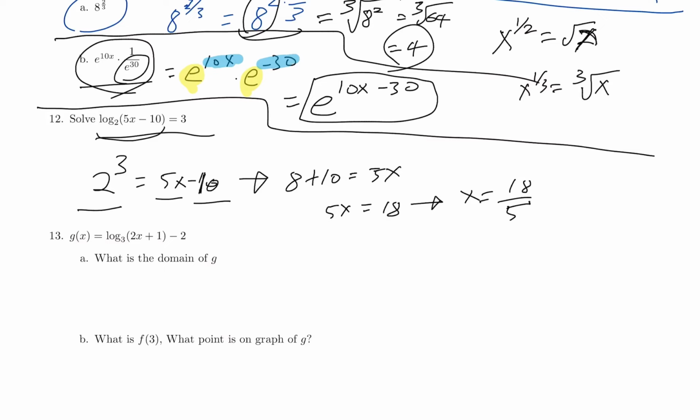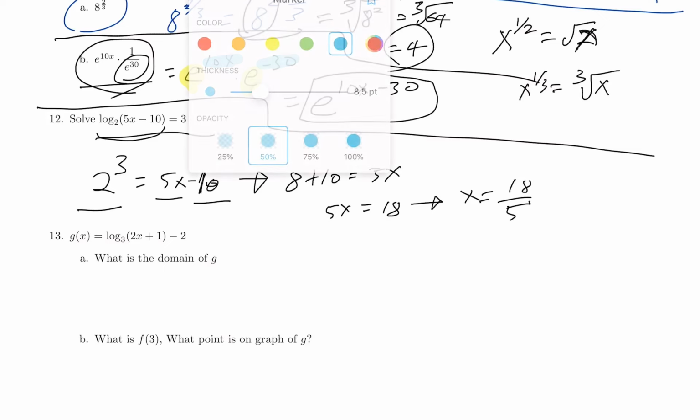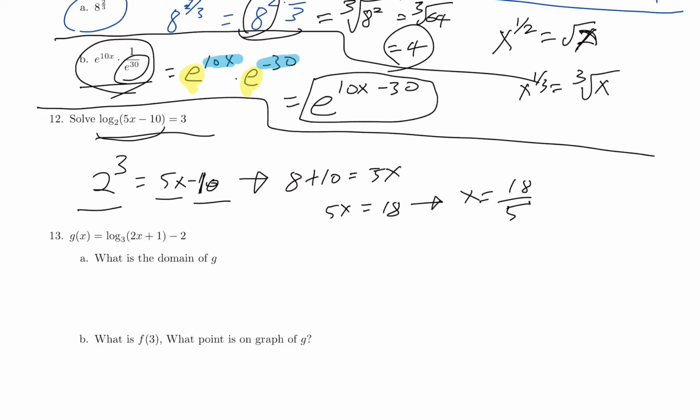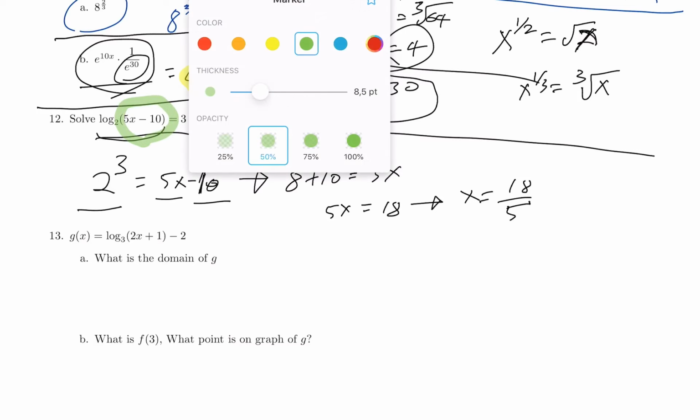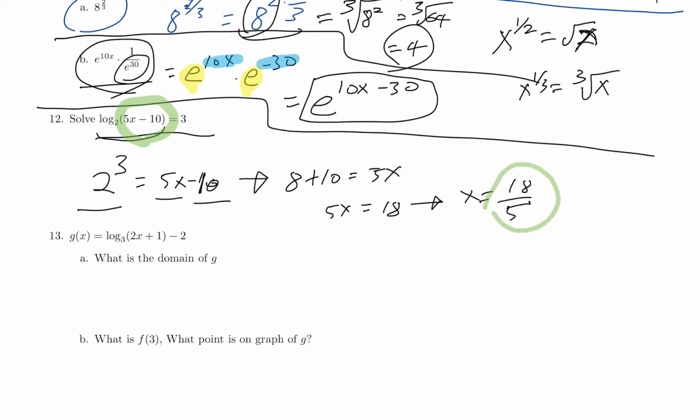Okay. So one thing we have to be careful about is the domain, because we cannot have a negative number or 0 inside of a log. We have to see, when I plug in this number right here, would it give me a negative number inside of the log? If it does, that's not part of the solution. In this case, 5 times 18 over 5 gives us 18. 18 minus 10 gives us positive 8. So this is okay. So this is a solution. It's something you want to be mindful of, that the domain is restricted in log.